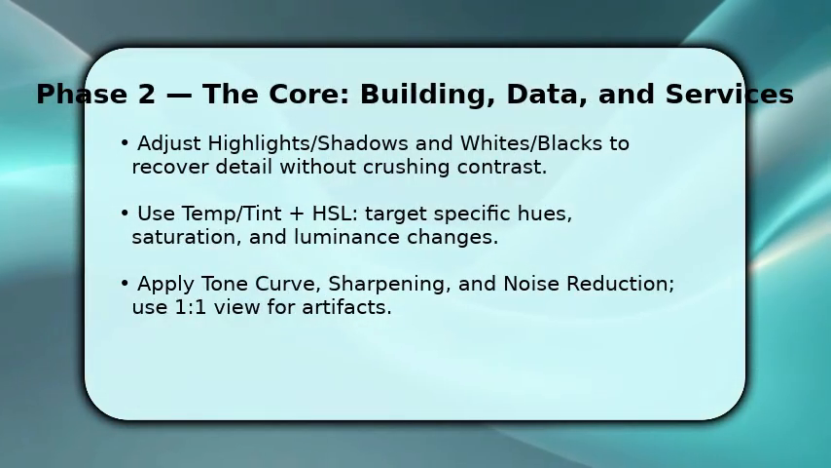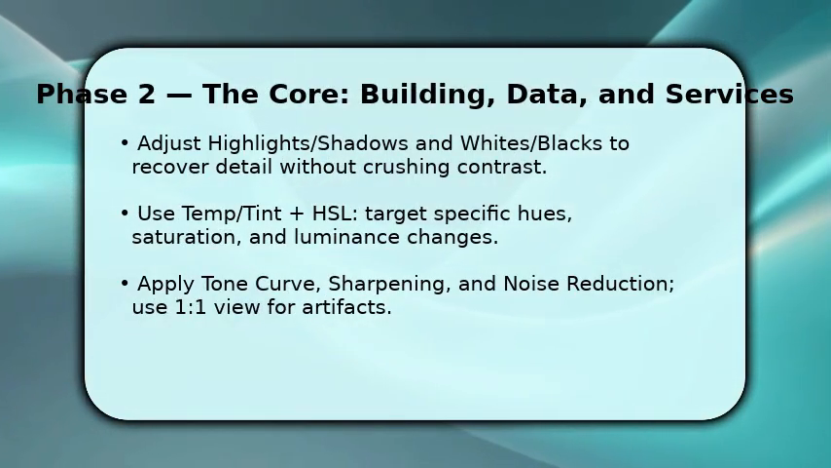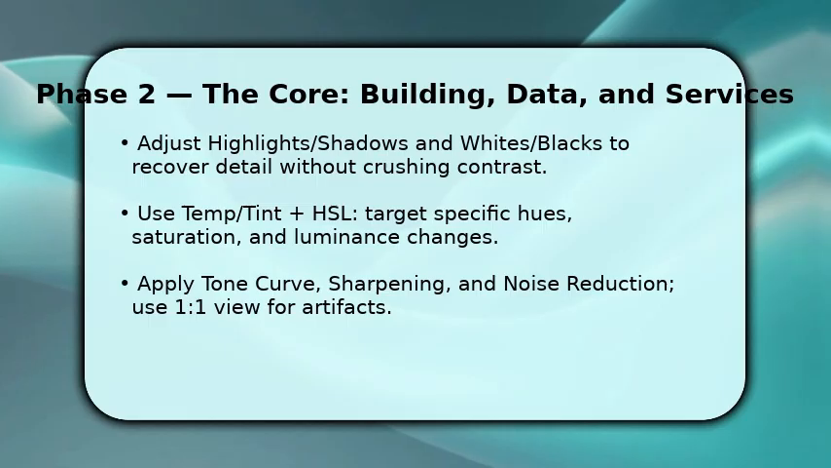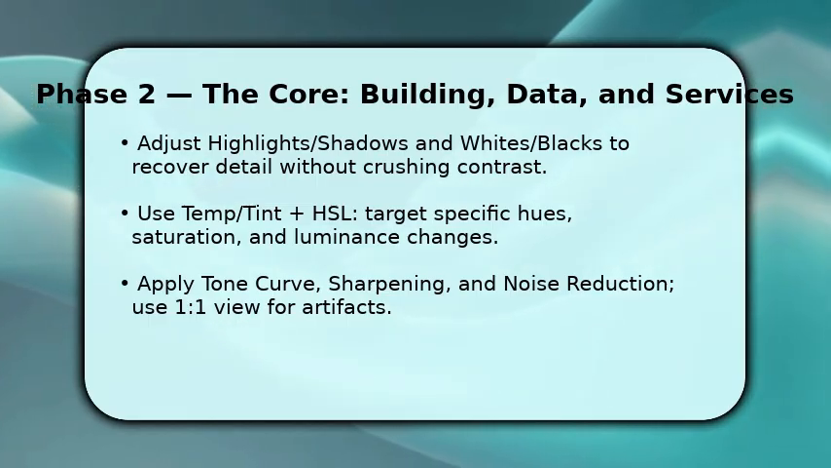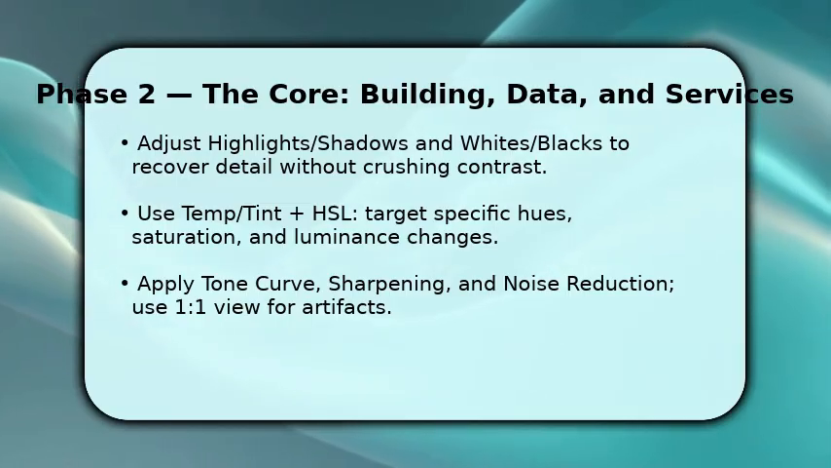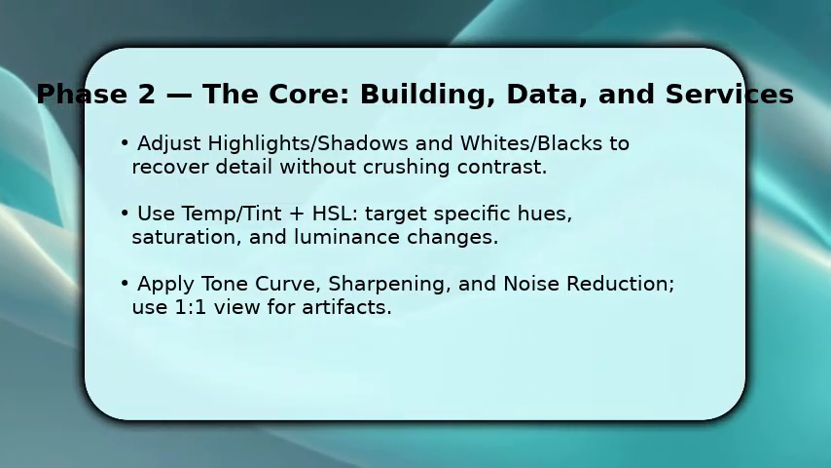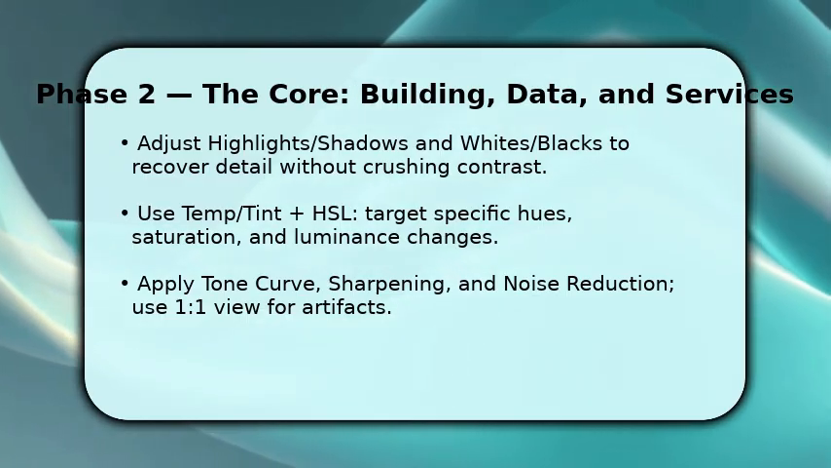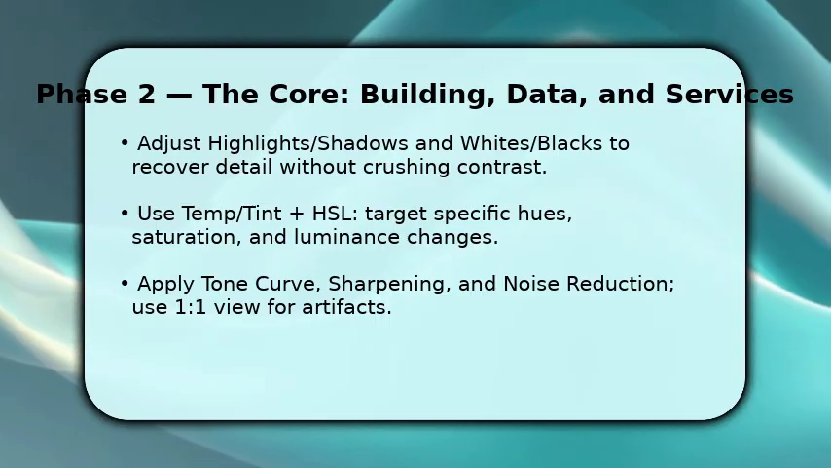Next, refine tone and color while watching the histogram. Start with highlights/shadows and whites/blacks to retrieve detail, then use the tone curve for precise contrast shaping. The curve controls midtone contrast in a way sliders can't. For color, adjust temp/tint broadly, then switch to HSL for targeted hue, saturation, and luminance corrections.